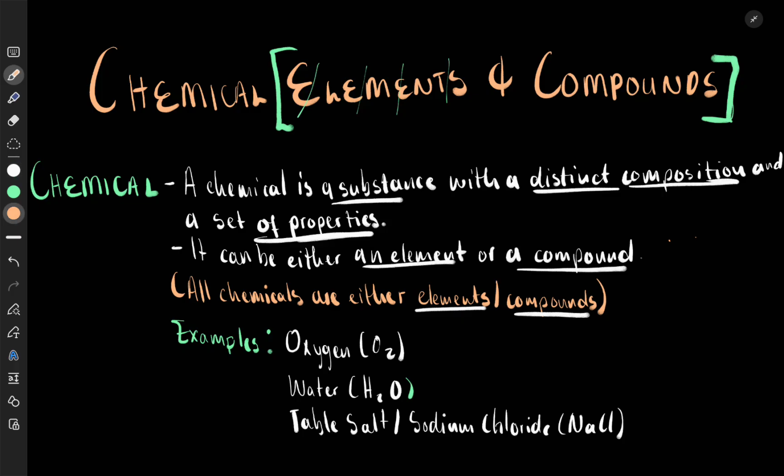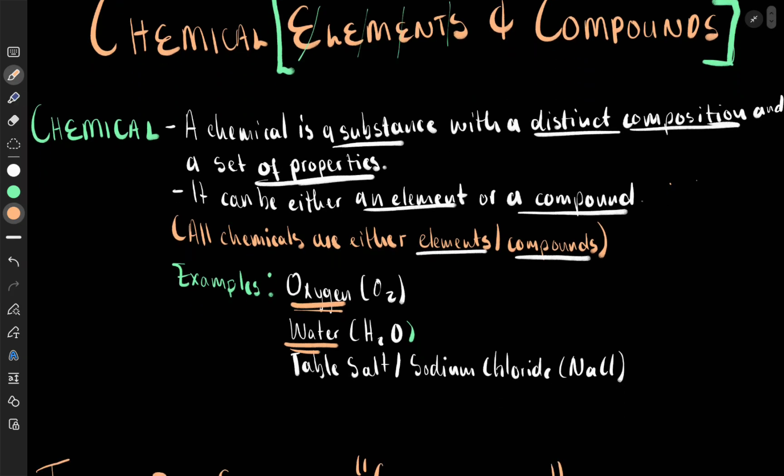Now, here are some examples. We start with oxygen. What makes oxygen a chemical is that it is an element. Why is it an element? Because if you go into oxygen, you only see one type of atom in it. An element is something that is one type of atom. We know that from our lecture 1. So oxygen is an element.